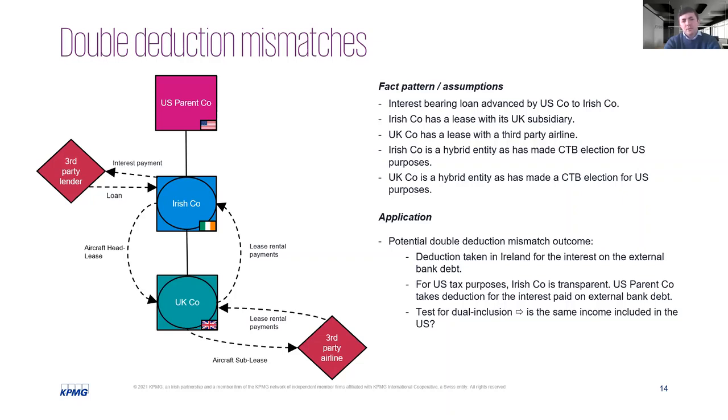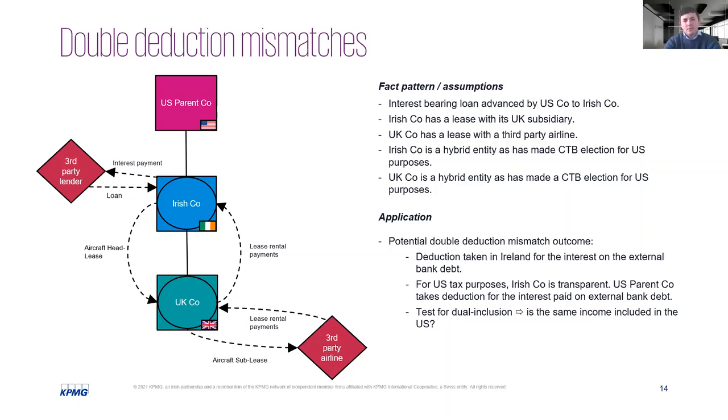And in this example, we also have a third-party debt which is being used to finance the aircraft. So we have interest payments being made from the Irish company out to the third-party lender. So if we focus on this potential double deduction rather than the tax depreciation one in the previous example, we have a deduction for the interest payment in Ireland. Because the Irish entity has made a check the box selection, there's also a deduction for the interest payment at the level of the US parent. And so we have a potential double deduction mismatch outcome in respect of that payment. So again, we need to test for dual inclusion of the income to ensure that a mismatch outcome doesn't arise.